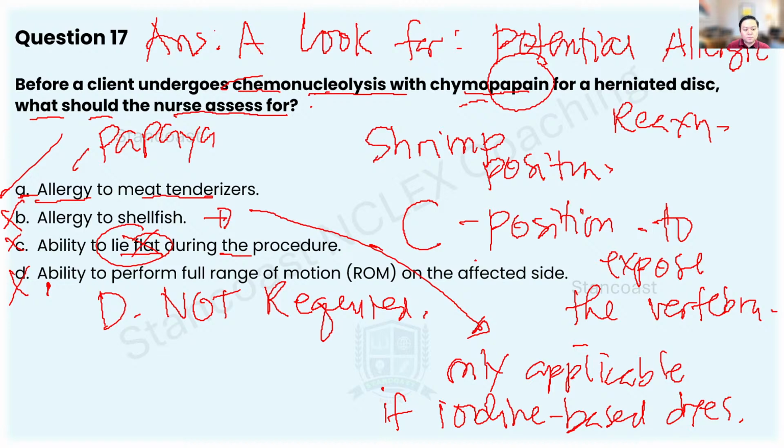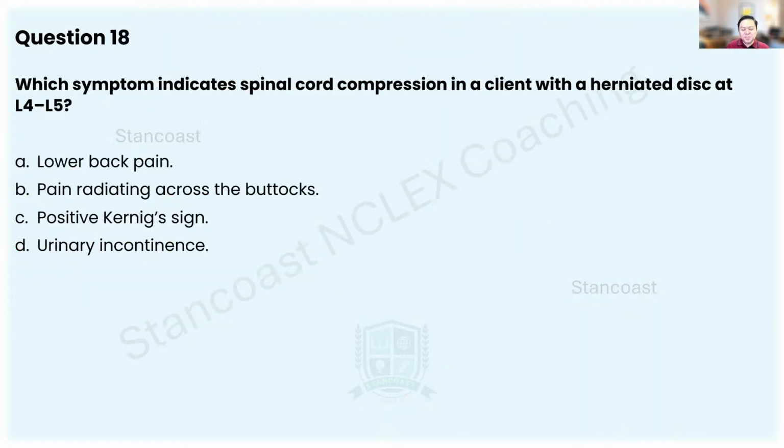Okay? Let's have number 18. Which symptom indicates spinal cord compression in a client with a herniated disc at L4, L5? Is it A, lower back pain, B, pain radiating across the buttocks, C, positive Kernig sign, or D, urinary incontinence? We have our options. Is it lower back pain? B, pain radiating across the buttocks? C, positive Kernig sign? D, urinary incontinence?